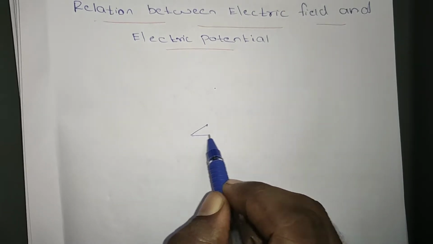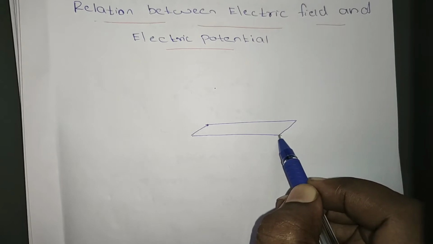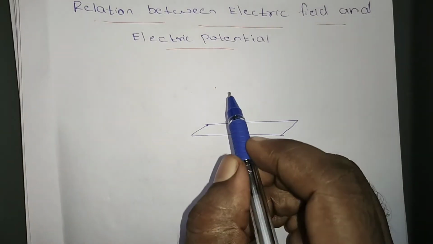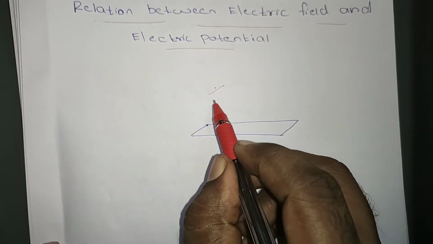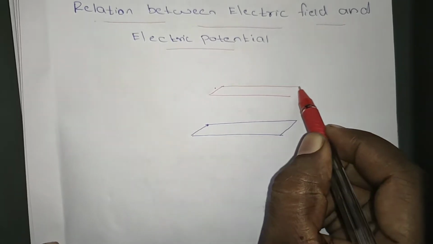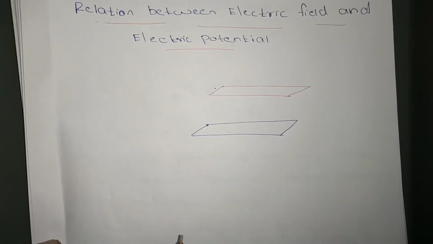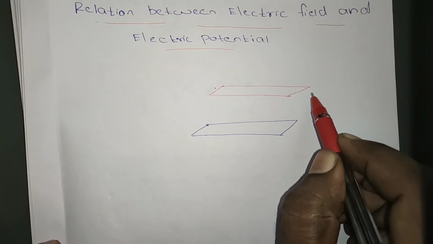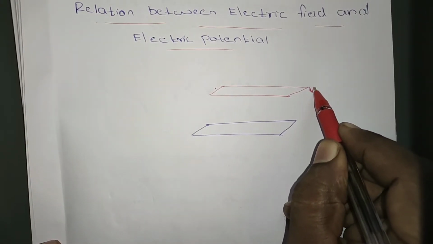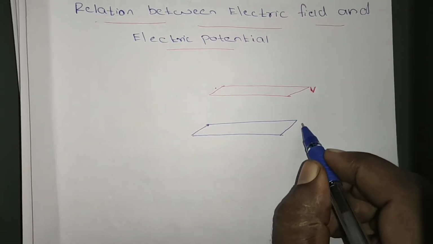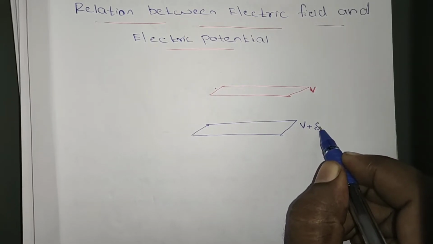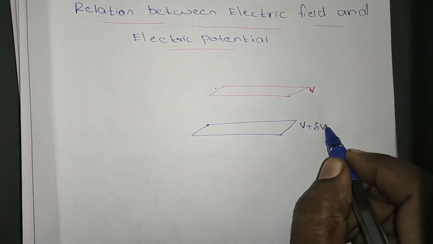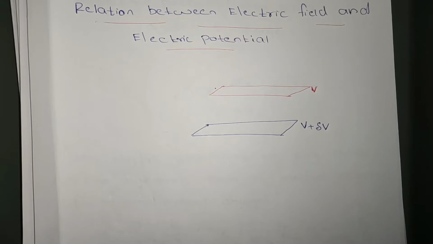One is this, an equipotential surface. Its potential value I will say V, and another equipotential surface I am going to consider here using another color. This is the other equipotential surface. The potential of this equipotential surface is V, and the potential of this equipotential surface is V plus delta V. Okay, clear? I am going to take it as V plus delta V itself.